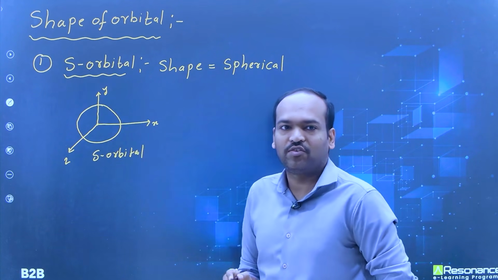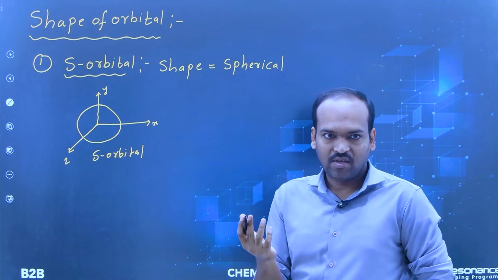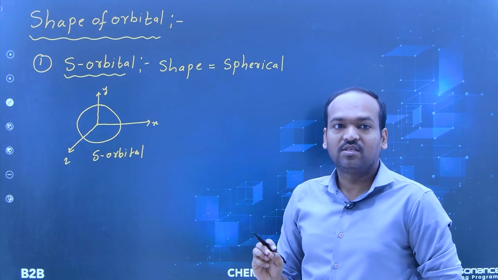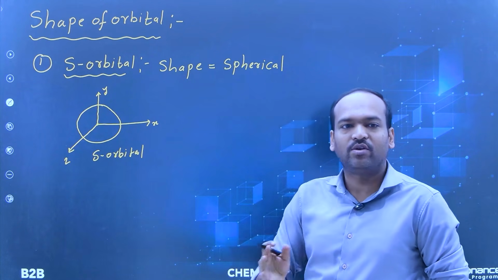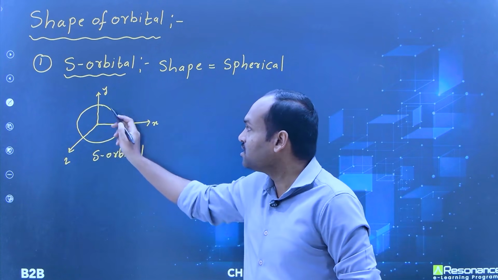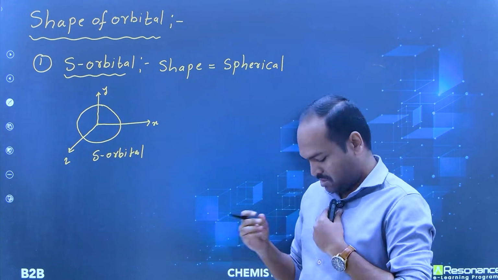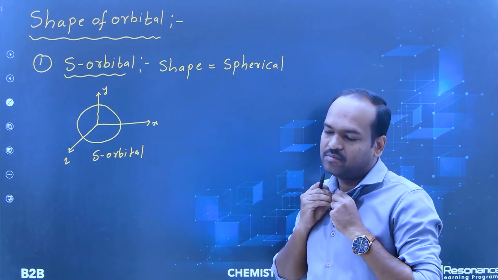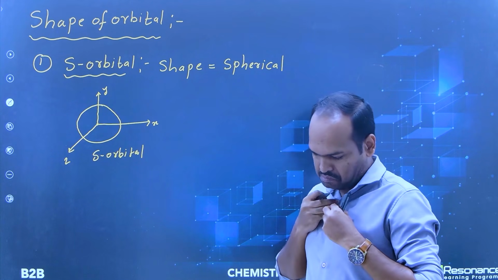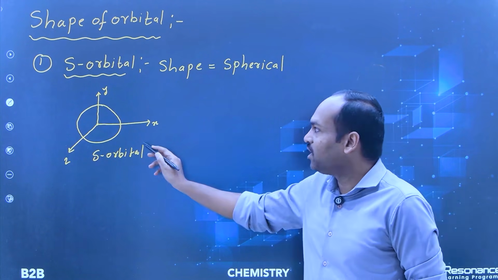What was the definition of an orbital? An orbital is a region in three dimensions, a space where the finding probability of an electron is maximum, more than 95%. So this is the region where we can find the electron in the s orbital.